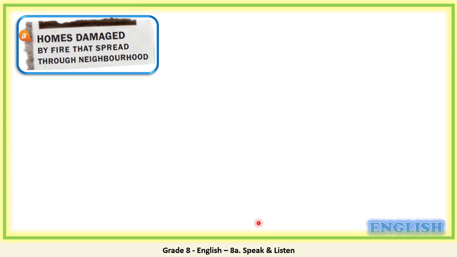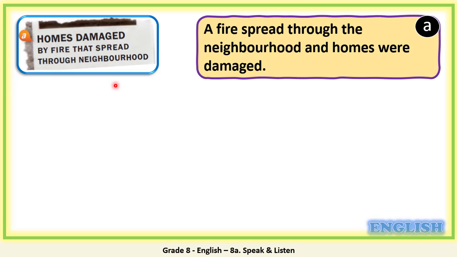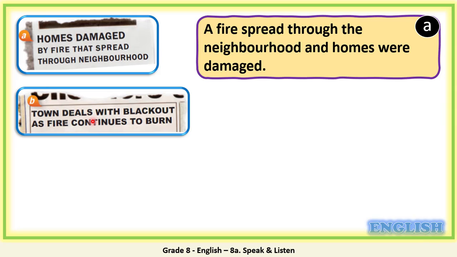Welcome back, my dear students. Now let's check your answers, and let's start with the first headline. Homes damaged by fire that spread through neighborhood. What is your answer? Good. A fire spread through the neighborhood and homes were damaged. Great. Now let's move to the second headline.